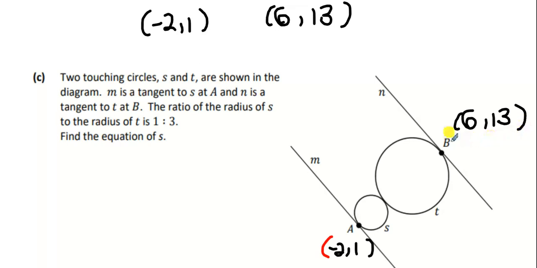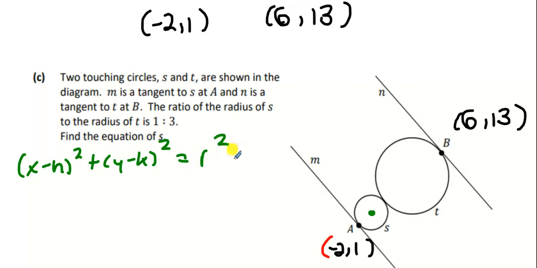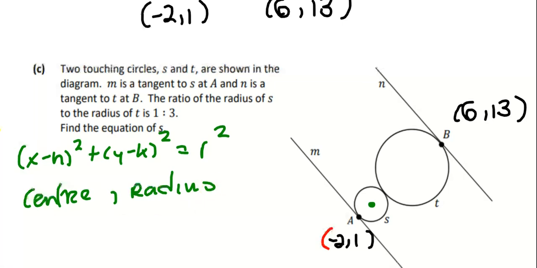Now, the first thing I'm thinking is, to get the equation of the smaller circle, I'm going to need two things. I'm going to go for (x − h)² + (y − k)² = r². I need two things: I need the center and I need the radius. The easy one to get my hands on would be the radius.